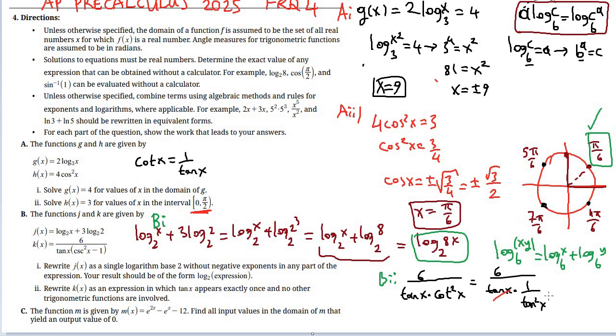One factor of tangent cancels tangent x there. So 6 over 1 over tangent x. 6 over 1 over tangent x is equal to 6 tangent x. Just keep, change, flip the fraction. So 6 tangent x is the answer on this part.